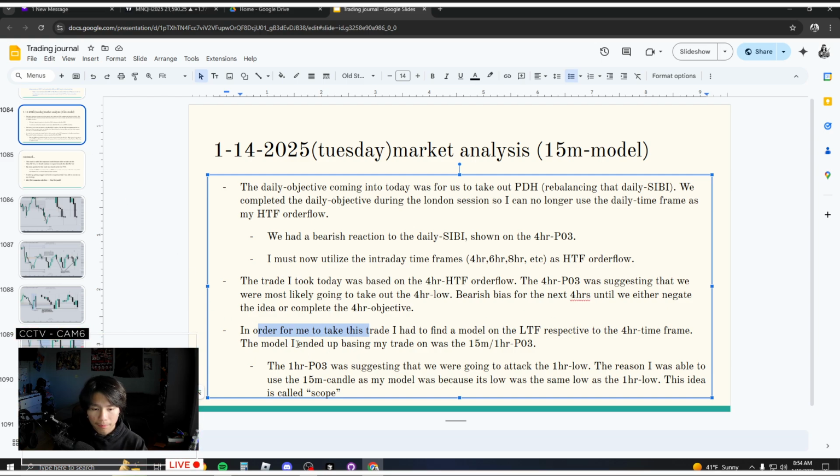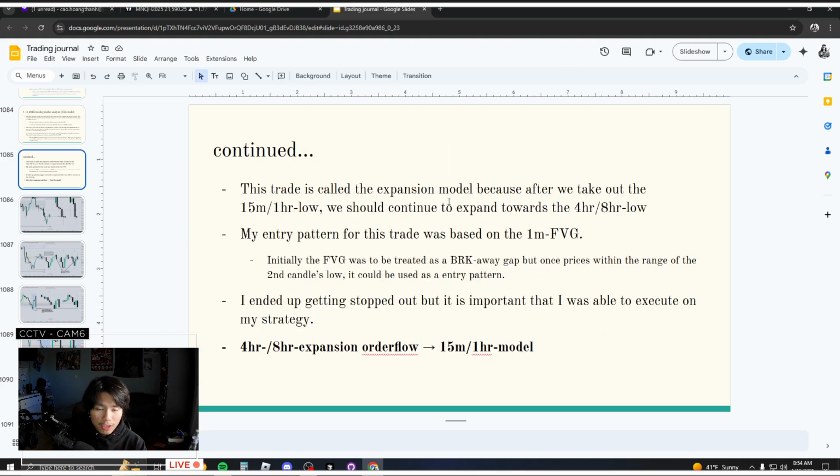And like I said, the idea of scoping, right? The 15-minute low ended up being the same low as the hourly low, which means that instead of using the hourly model, we could use the 15-minute model, because the low of that 15-minute candle is the same low as the hourly. So we should complete the hourly objective and the 15-minute objective within the next 15 minutes. This trade is called the expansion model. Like I said before, we should continue to expand lower to attack the 4-hour low after taking out that 15-minute low.